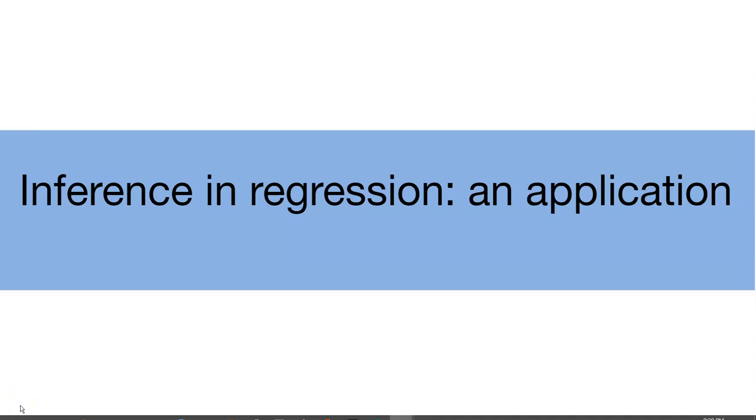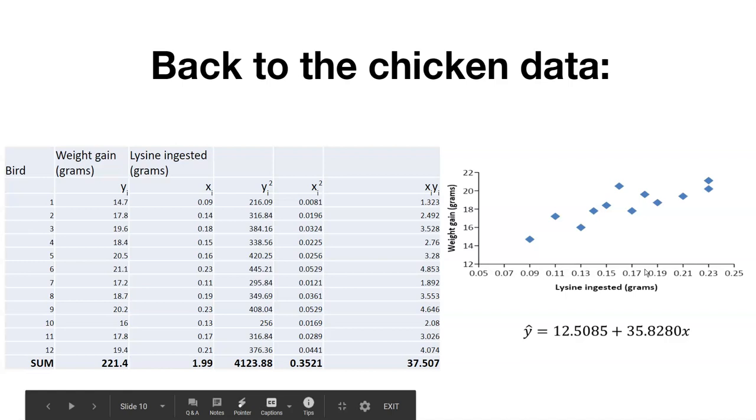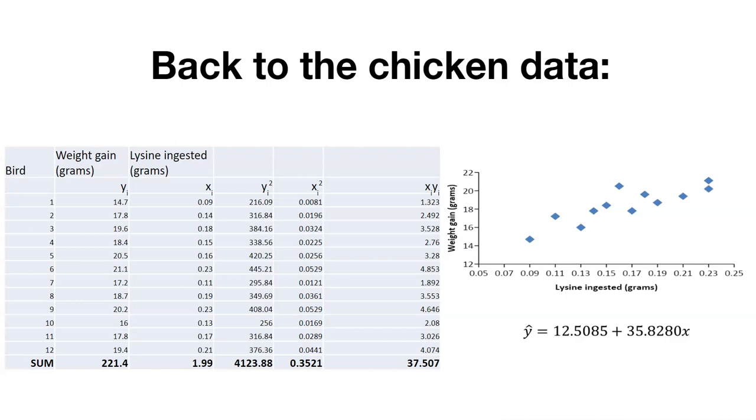Next, we'll talk about an application where we'll look more at inference and regression. So let's go back to the chicken data. Remember, we looked at ingesting lysine into chickens and then measuring how much weight they gained after a certain period of time. And so you can see we have a slightly increasing positive line here. The more lysine that a chicken ingests, the more they gain weight.